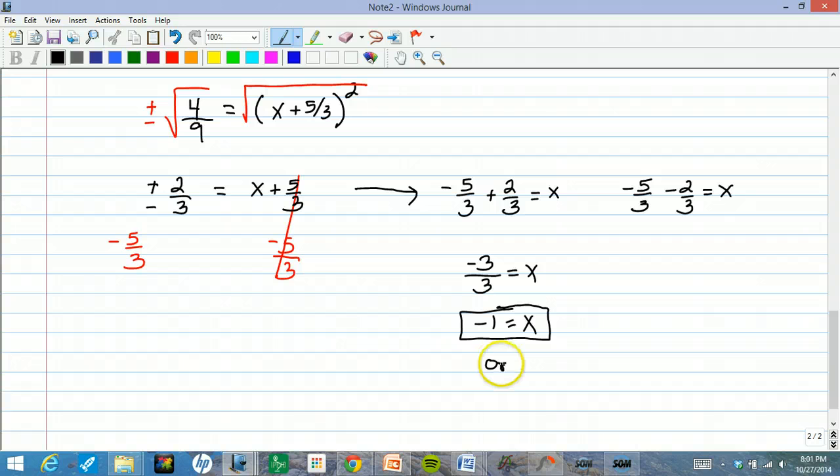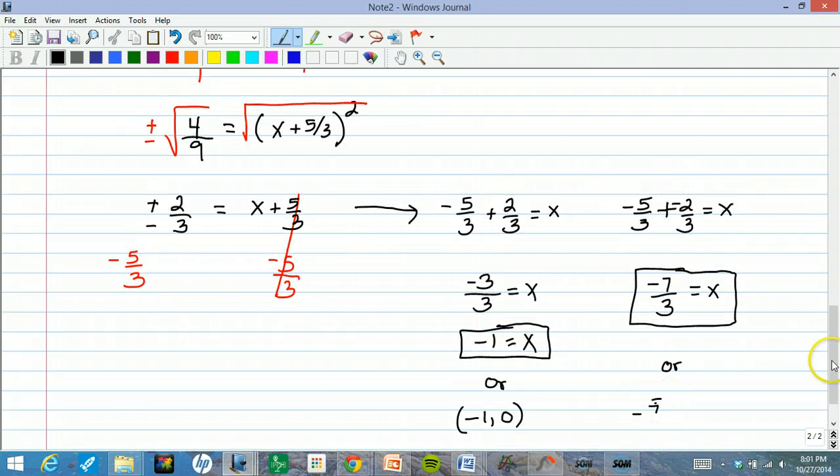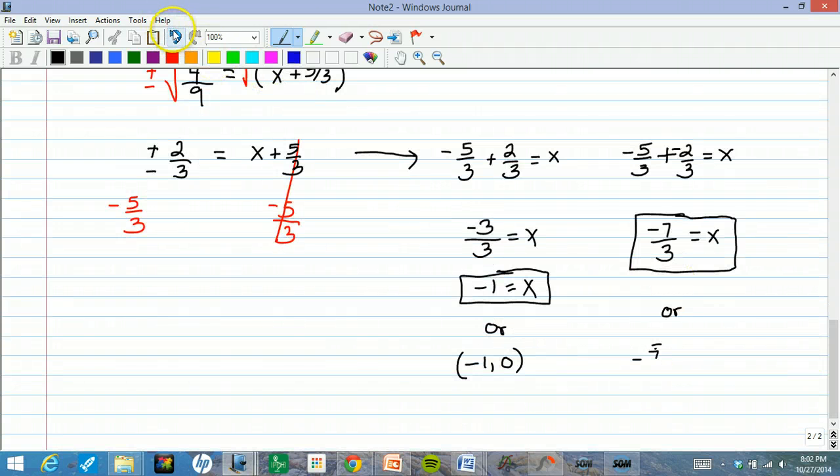Or we can write that as, when you input negative 1, you output a 0 as the ordered pair, really as an x-intercept. In this case, negative 5 add negative 2, that's negative 7/3. And that doesn't simplify, so we'll just keep it as an improper fraction. So as an x-intercept, we could say when you input negative 7/3, you output a 0. And there we have it.